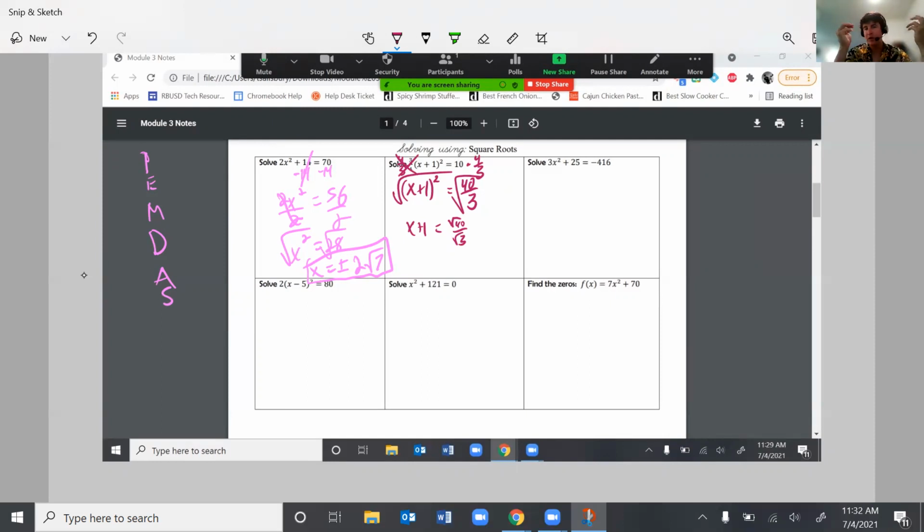Interesting thing that happens here is we don't want that square root of 3. So we're going to rationalize this by multiplying by the square root of 3 over the square root of 3. So x plus 1 is the square root of 40 times 3, which is 120, all over 3. And then to finish it off, I'm going to subtract 1 on both sides. Those will go away. But the problem is I need to simplify that 120.